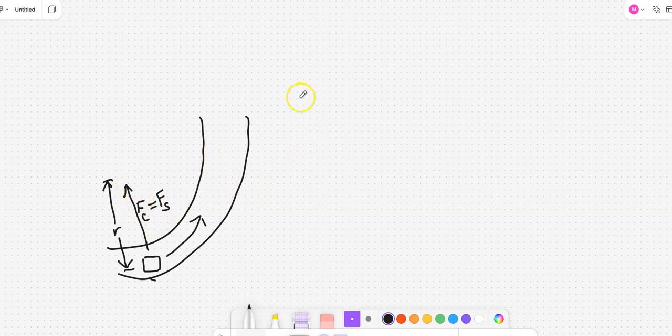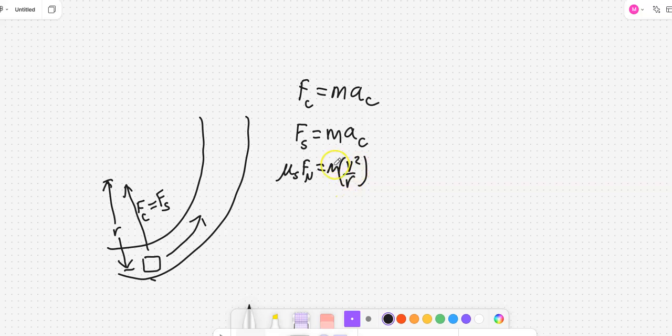So what is this going to look like? Well, we know that the centripetal force is going to be equal to the mass times the centripetal acceleration. So in this case, it's going to be the force of static friction, which is going to be equal to the mass times centripetal acceleration. This is going to be mu s, mu static times the normal force will be the mass times, well, I'm going to switch to centripetal acceleration at this point. I'm going to substitute v squared, the velocity squared over the radius of the circular path.